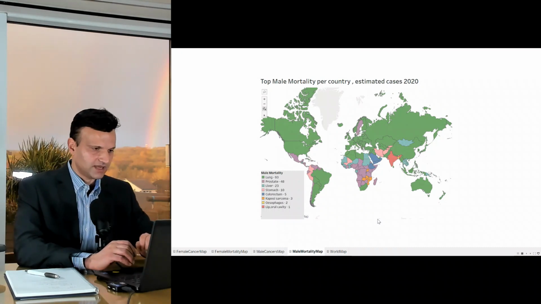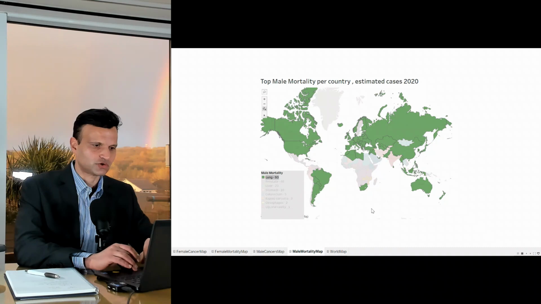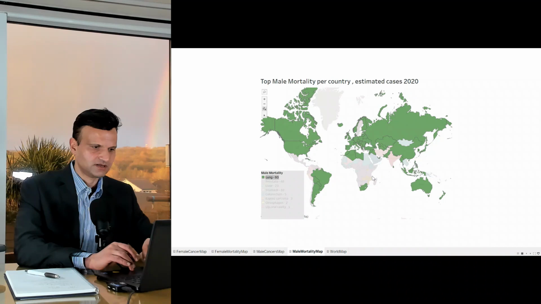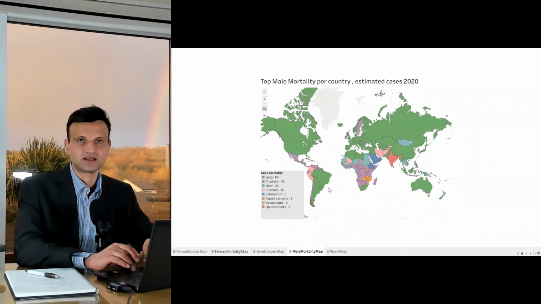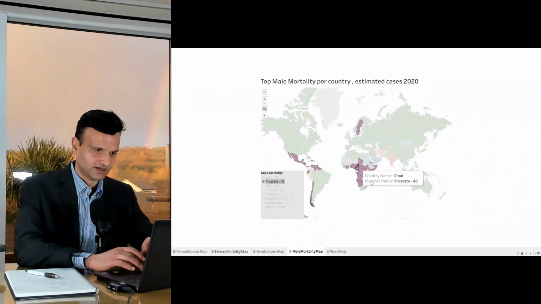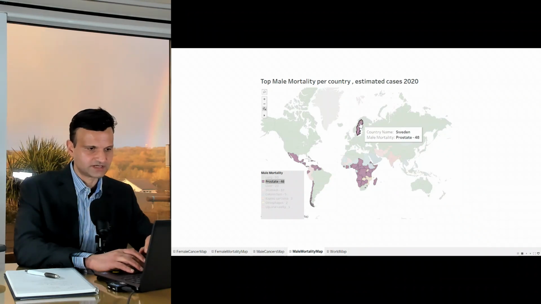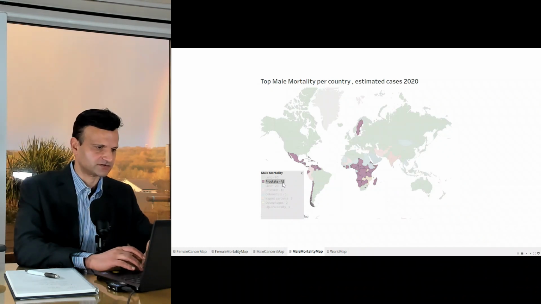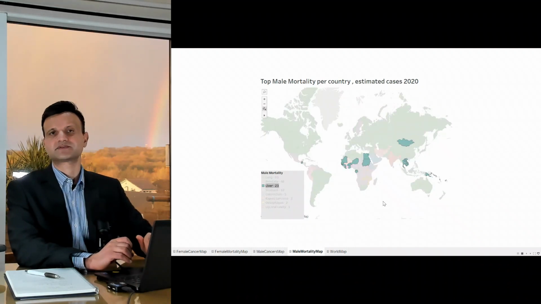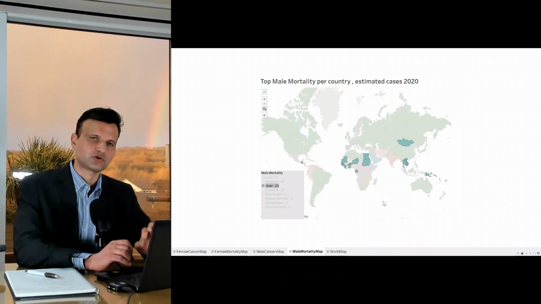mortality. Again, lung cancer is top of the list. In the majority of the countries, North America, South America, Asia, and a couple of North African countries and Oceania, the top is lung cancer mortality, male lung cancer mortality. Then next is prostate cancer mortality, which is the second highest in Africa, then for some reason in Sweden and in South American countries.